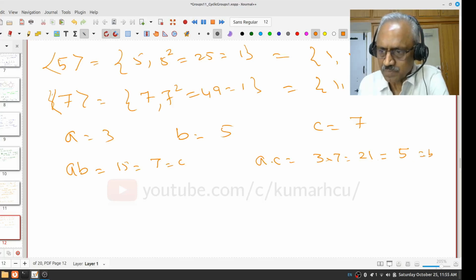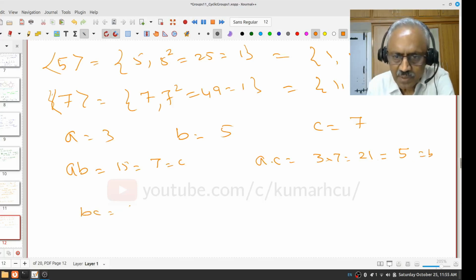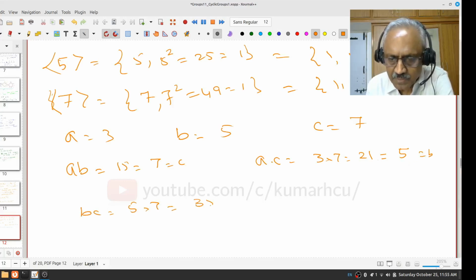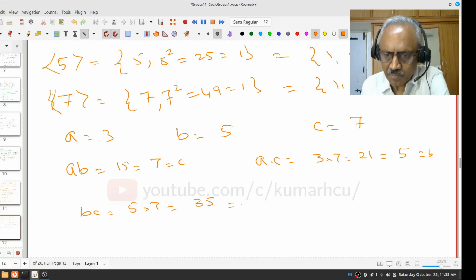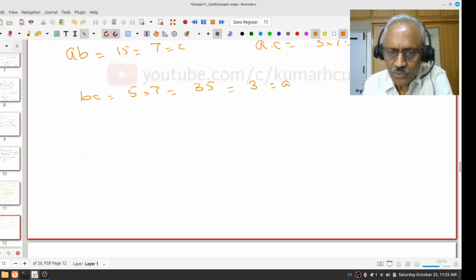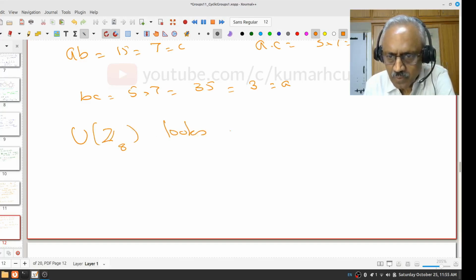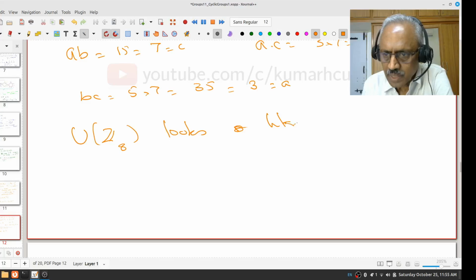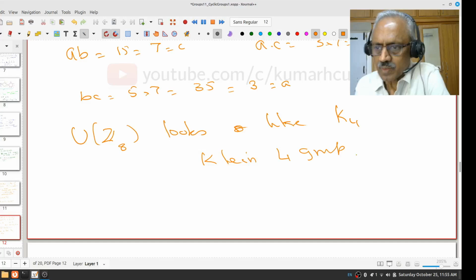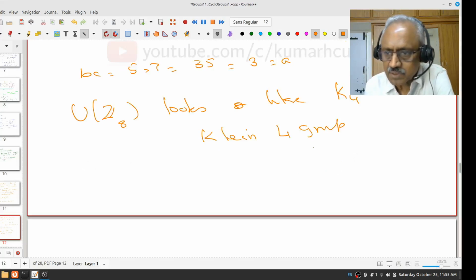That is B. And what is B times C? That is 5 times 7, 35. That is 4 times 8 plus 3. Therefore, it's 3, which is A. So, you see that the units group looks almost similar. Looks like the Klein 4 group, which again we saw is Z2 cross Z2.